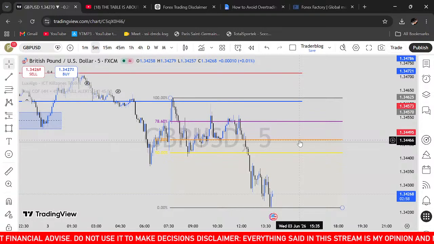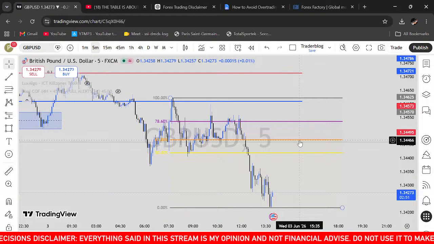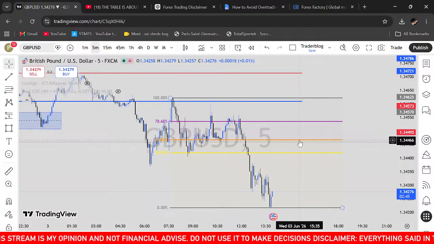Alright, so let's look at overtrading. Now, overtrading is one of the biggest silent killers in this industry, right? Now, we're going to look at why people overtrade. And the first reason why people overtrade. Now, there are 2 ways you can overtrade.